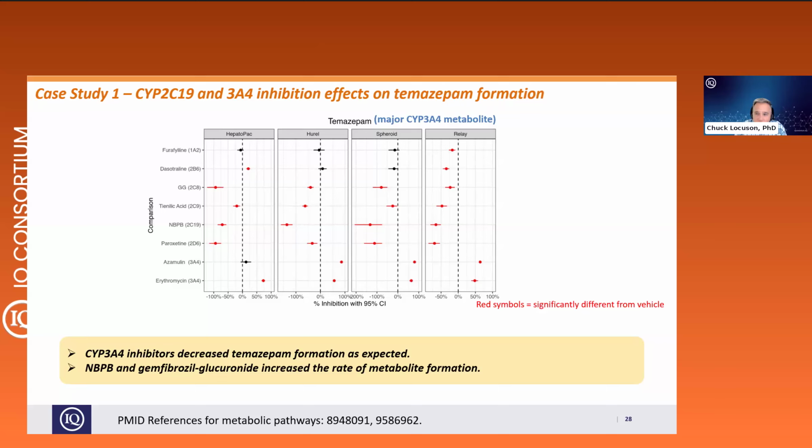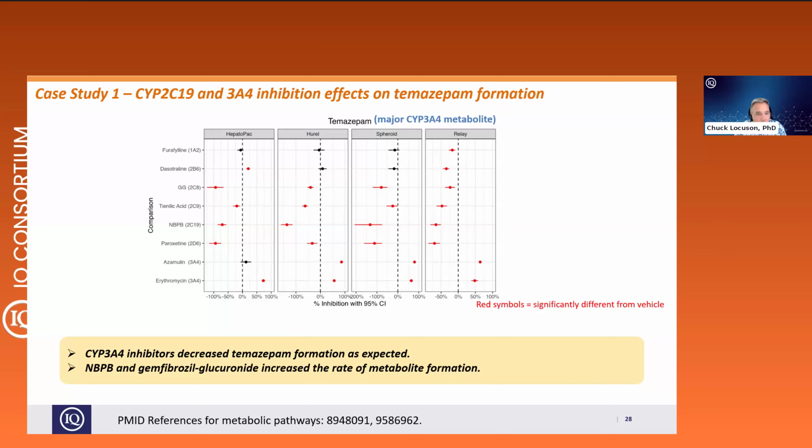And if you advance to show the boxes on the slide, can you hit advance, Cassie? And then thanks. And then, so as expected, the 3A4 inhibitors decrease formation of the 3A4 metabolite. So no surprise there. That's good.